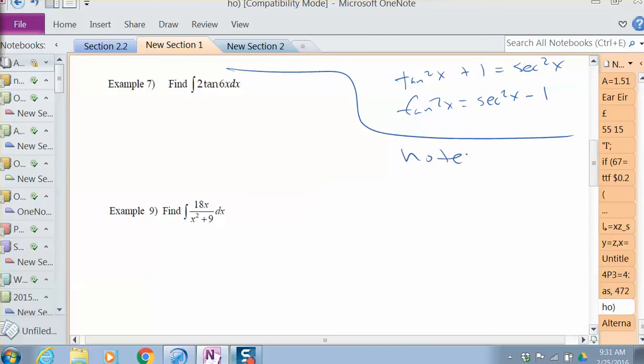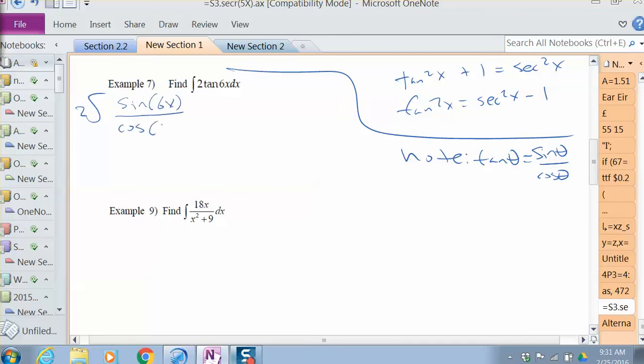So remember, tangent theta is sine theta over cosine theta. So that's what I'm going to do here. I'm going to push the 2 out to the left because it's a constant. That's always a good habit. Sine 6x over cosine 6x. There's not really a quotient rule for antiderivatives, but we're going to use a u substitution.